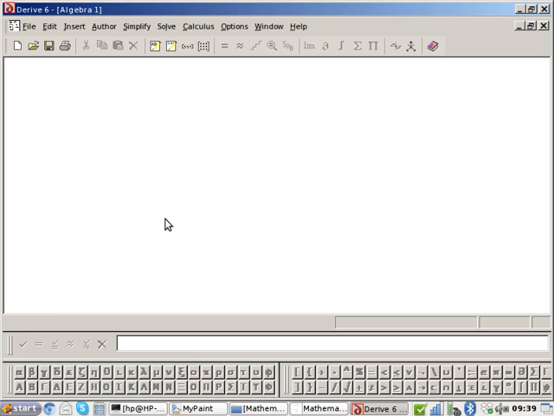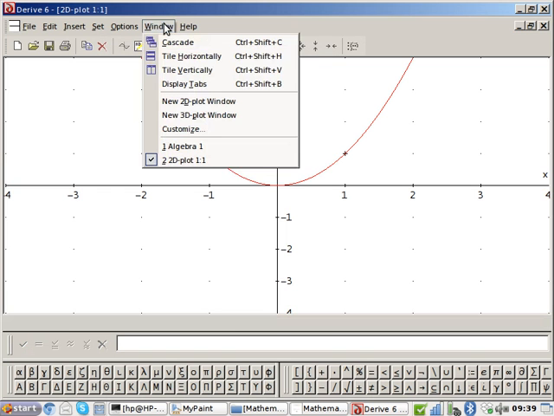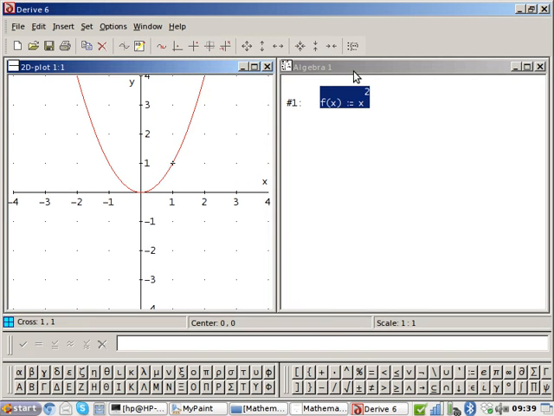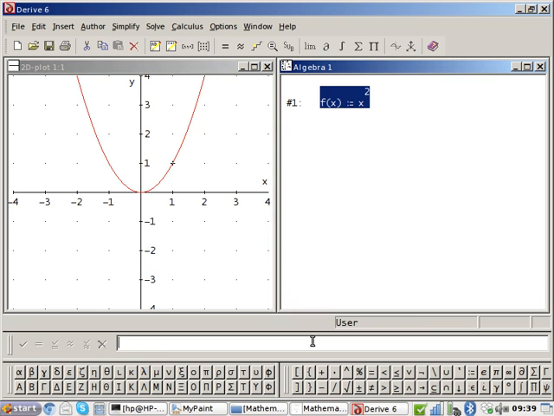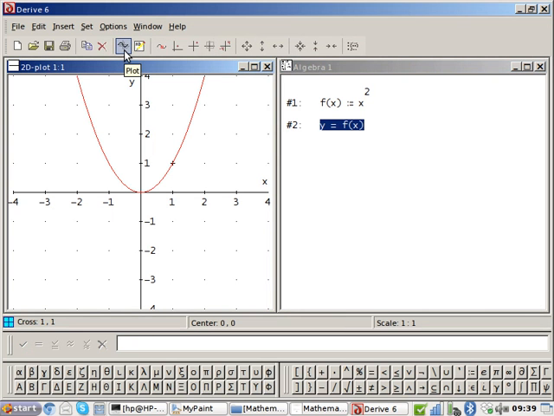Okay. Let's have a look at two graphs here. Let's say f of x is x squared. Let's plot that. Okay. Are you looking? So you got this graph.